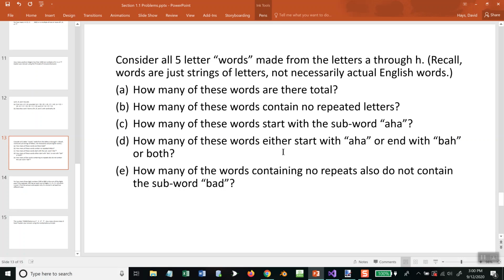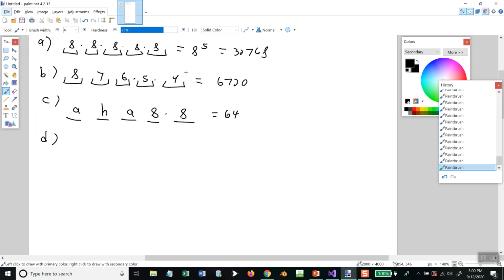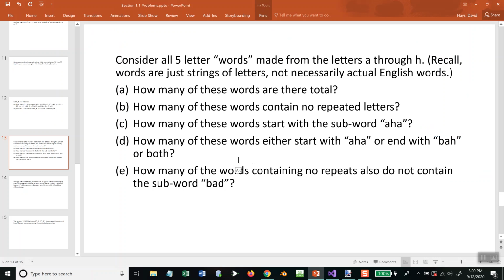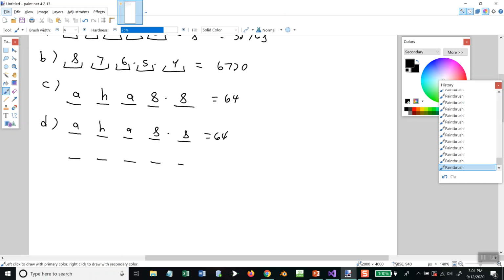Now, D. How many of these words either start with aha or end with ba, or both? Okay, so start with aha. That's still 8 times 8, 64. Now end with ba. I can put anything here, I can put anything here. So that's 64.